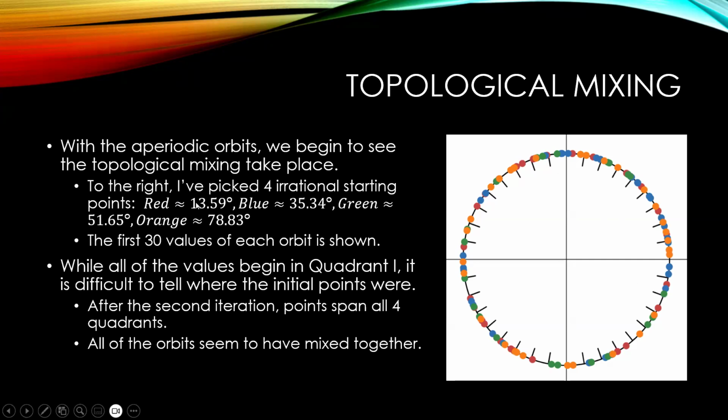Now, all 4 of these, the red, the blue, the green, and the orange, all started in quadrant 1. It is hard to tell that we started in quadrant 1. When we look at all of this, it is hard to tell anything. It's hard to determine where things started. It's hard to figure out the orbits. There's not much that we can really determine. This is what topological mixing is all about. The idea is that after just doing a few orbits, we've seen that these four starting conditions, which were relatively close to one another, have now spread all over the place.